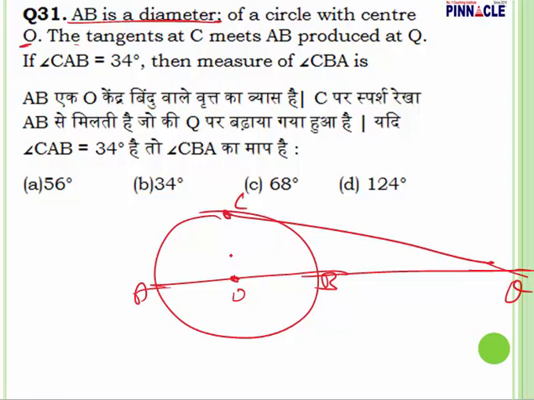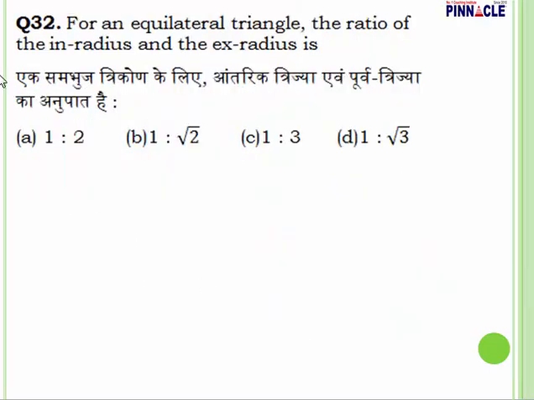If CAB is 34, then we have to find the value of CBA. Now, the angle formed in a half circle is 90 degrees. It means the sum of these two angles should be 90 degrees, because this is 90 degrees and the total is 180. So it should be 56, because 56 plus 34 will be equal to 90. Answer is A.